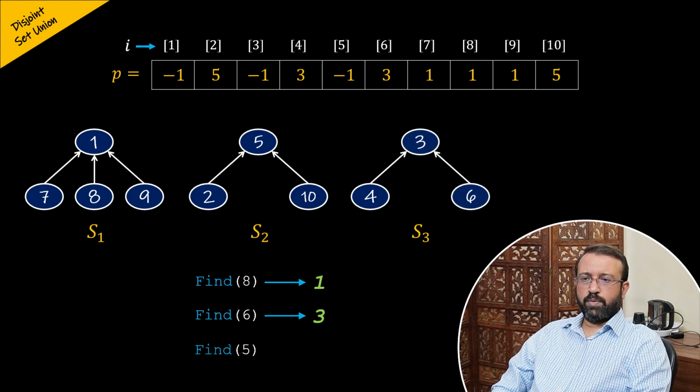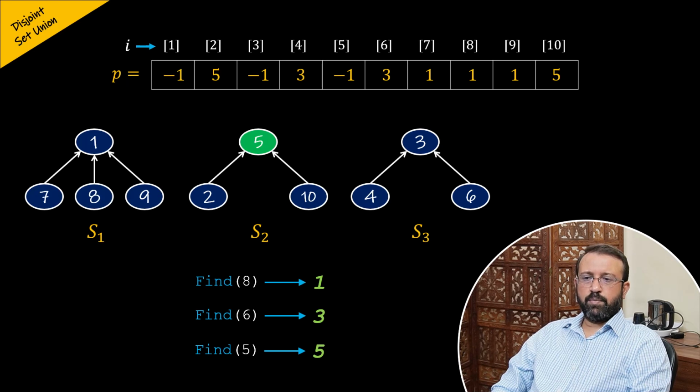Similarly, the find operation to find element 5 is to look for node 5 and return the root of the tree. In this case, node 5 is itself a root. So, node 5 is returned, which is the root of the tree representing disjoint set S2.